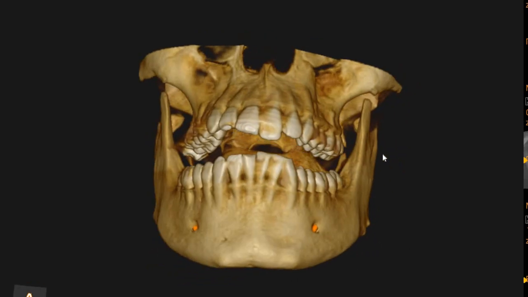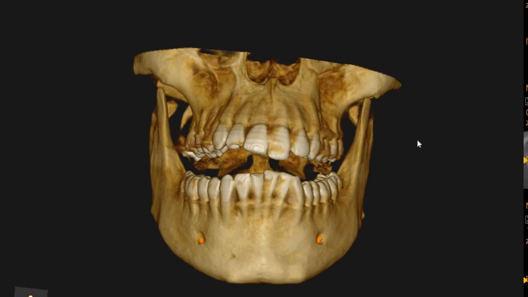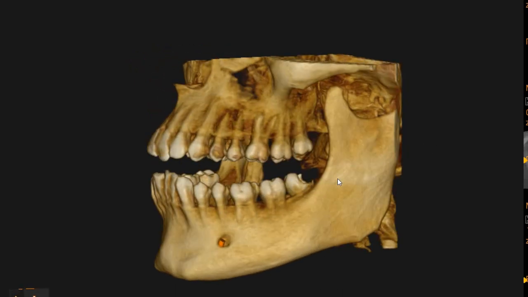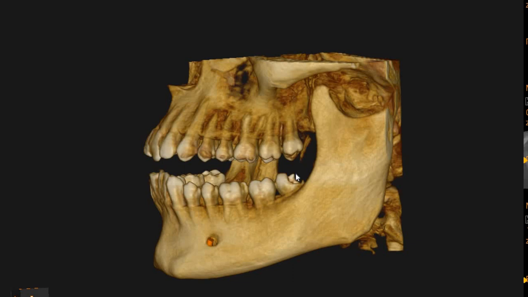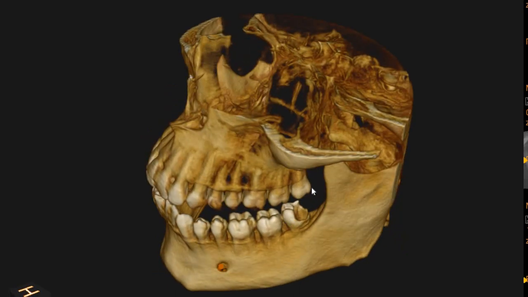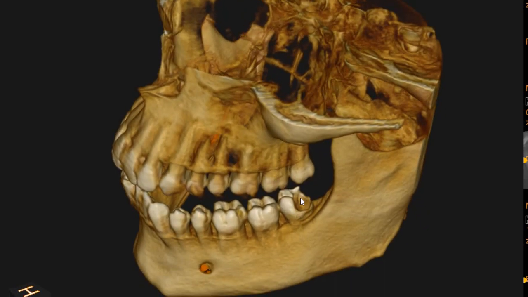This is the CBCT of the patient that you had requested. The area of interest is the lower left third molar and its association with the inferior alveolar nerve. Now, the lower left third molar is grossly carious. We can see that the caries is distally located.